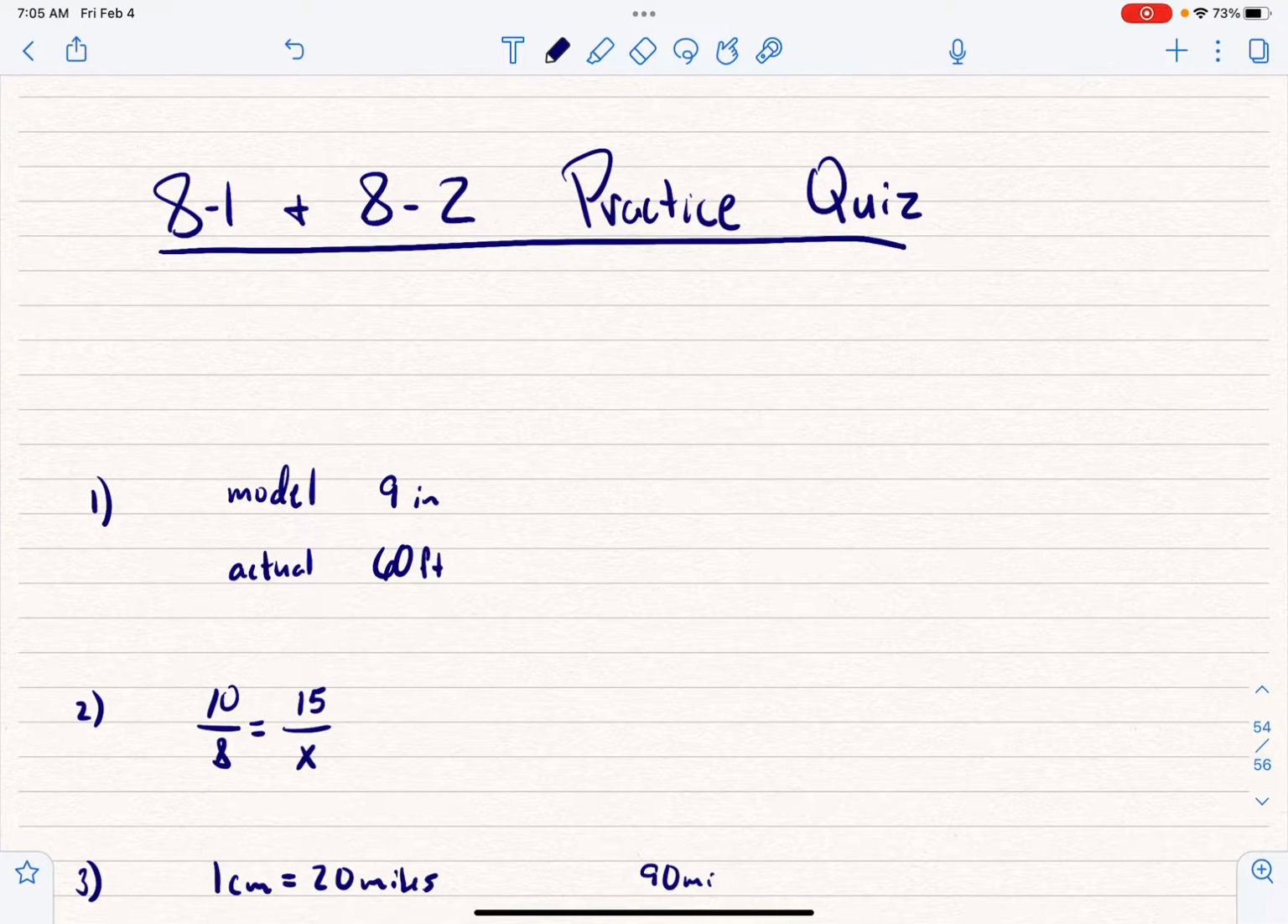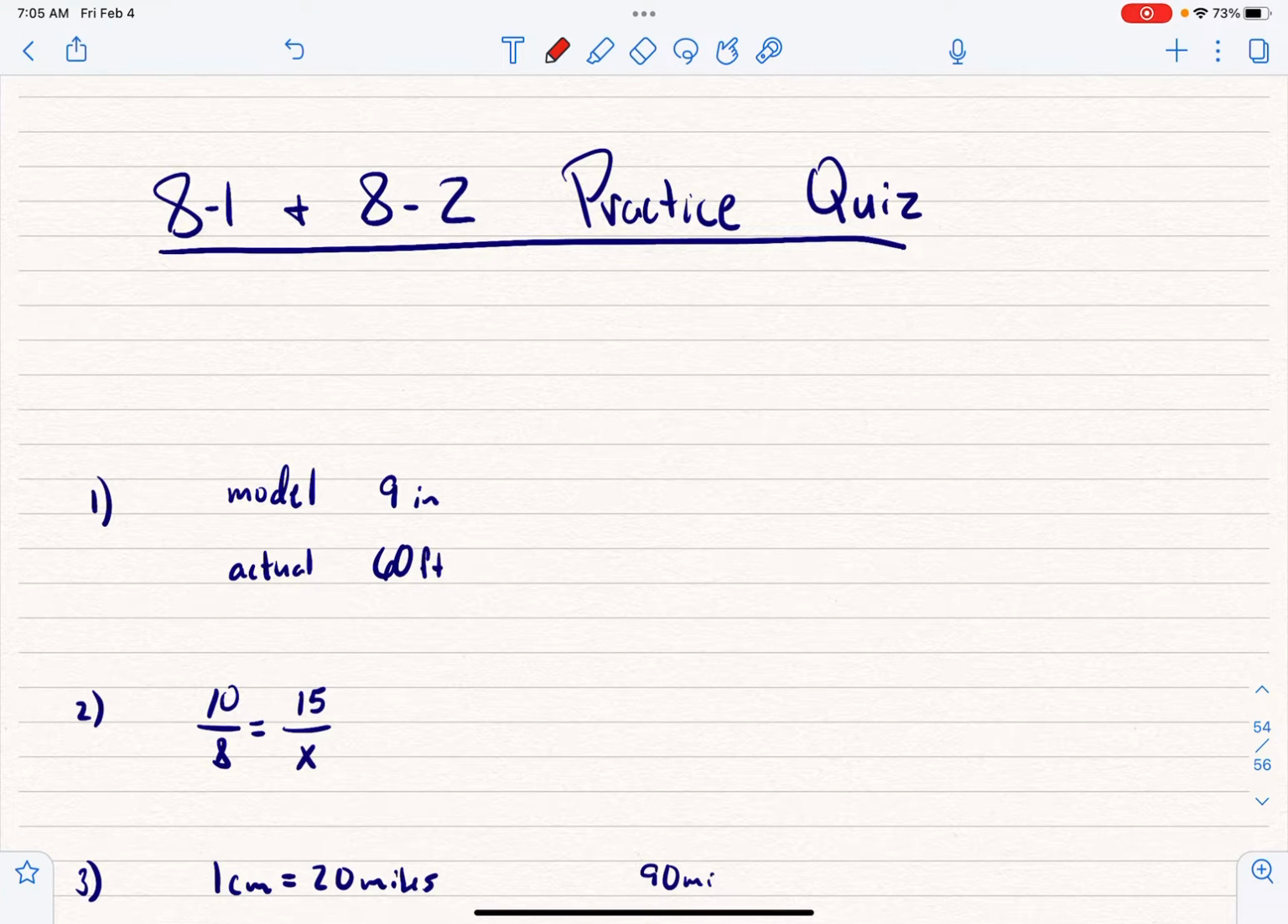Good morning, everybody. If you would, please get out your practice quiz for sections 8.1 and 8.2. I'm going to briefly go through how to do all of these problems, and hopefully that will answer any questions that you may have. I think all this stuff was pretty straightforward, very similar to everything we had talked about. So hopefully you're doing great.